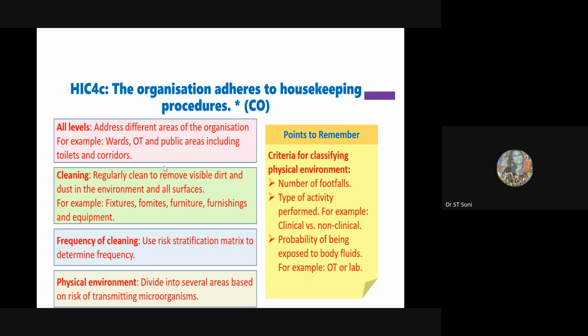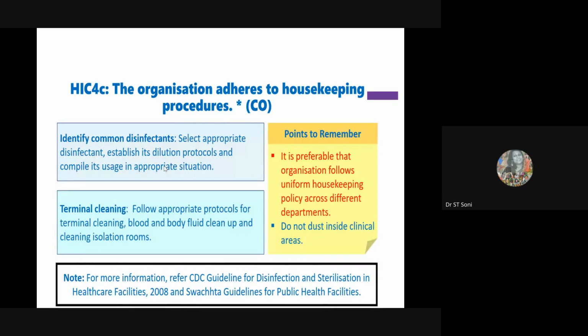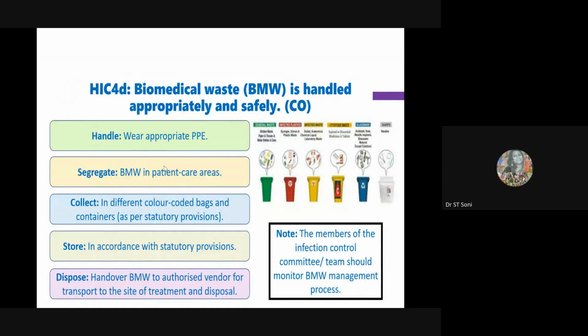I already told you that sanitation and infection prevention control program goes hand in hand. So a very robust housekeeping system should be available, and procedures should be available at all the levels: frequency of cleaning, risk stratification. This is very well defined and explained in the Swachhta guidelines and the Kayakalp guidelines of Government of India.